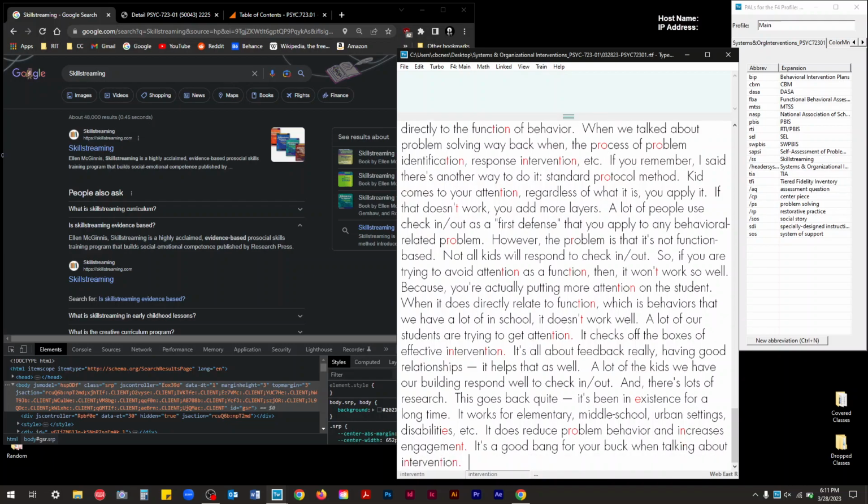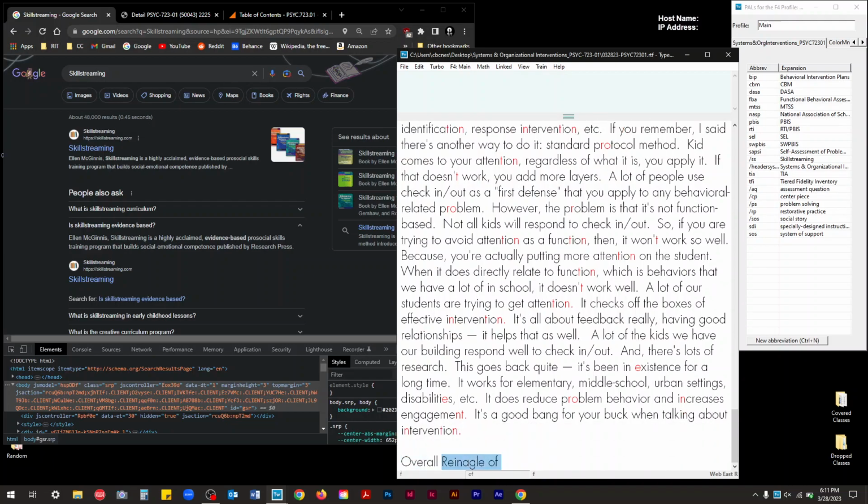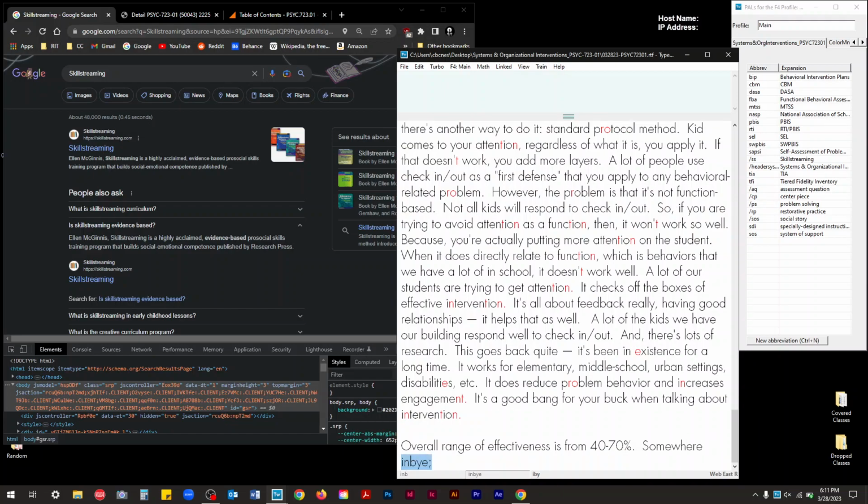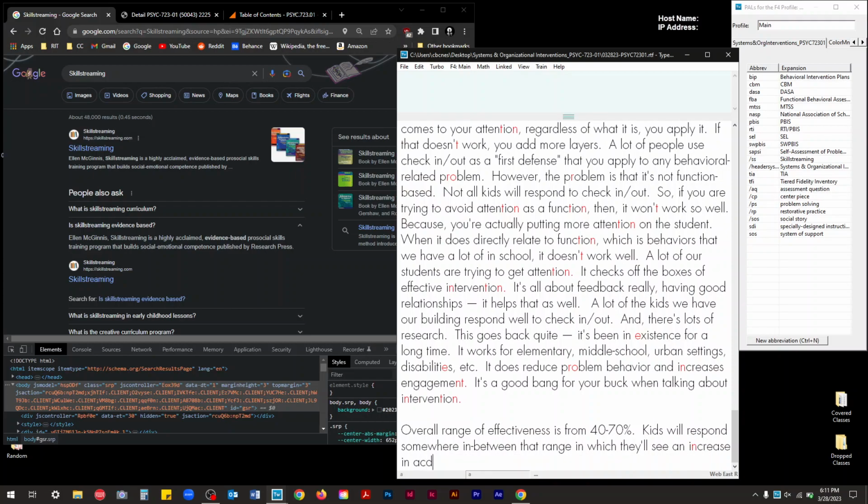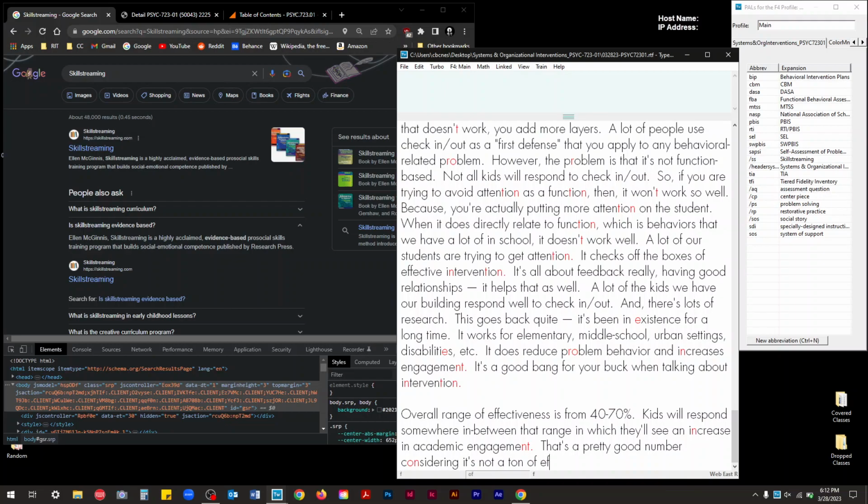The overall range of effectiveness is 40% to 70%, meaning somewhere between 40 and 70% of kids that you put on it are going to respond. They're going to see an improvement in their behavior. They're going to see an increase in academic engagement. So when you talk about 40 to 70%, that's a pretty good number, especially because it's really not a ton of time and not really a ton of effort to have someone on check in, check out.